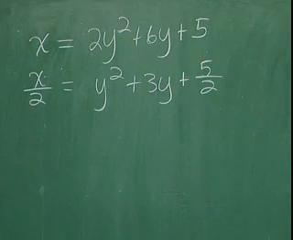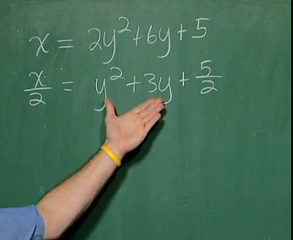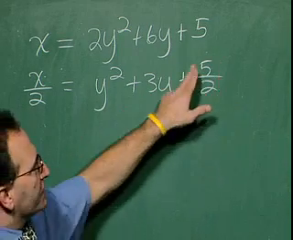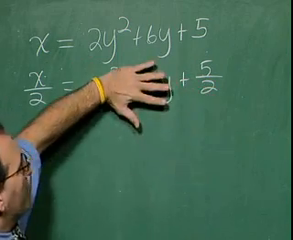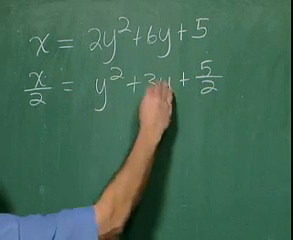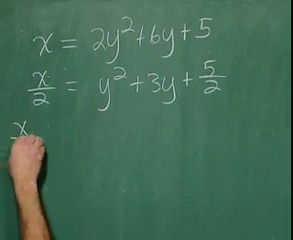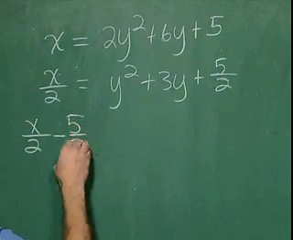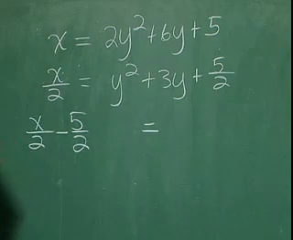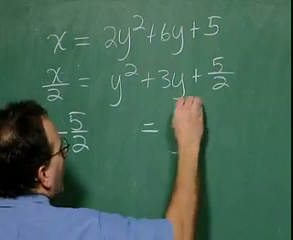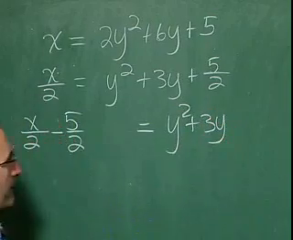Now we want to complete the square. The easiest thing would be to move this 5/2 to the other side so that it's not part of the completing of the square on the y. So I'm going to have x over 2 minus 5/2. I'm going to leave some space here, which will be clear in a moment why. And I'm going to have y squared plus 3y.